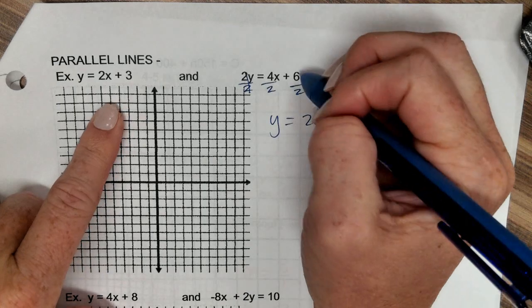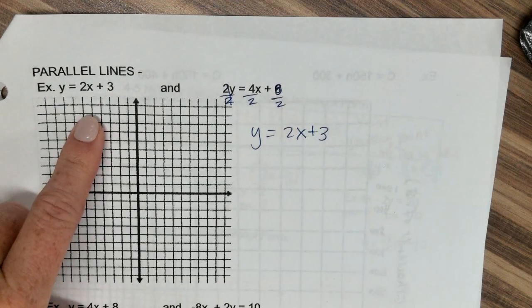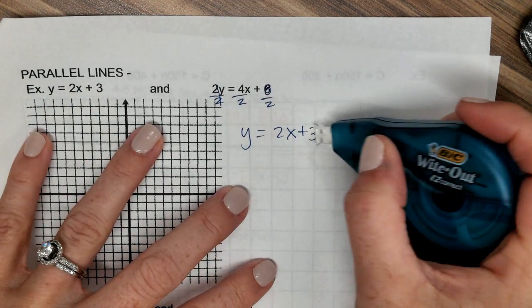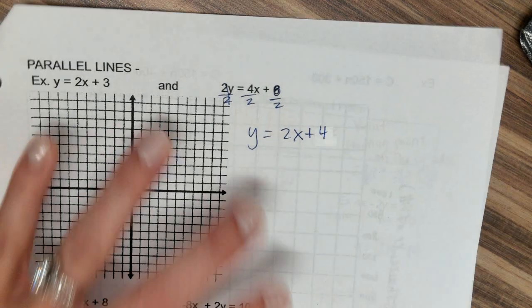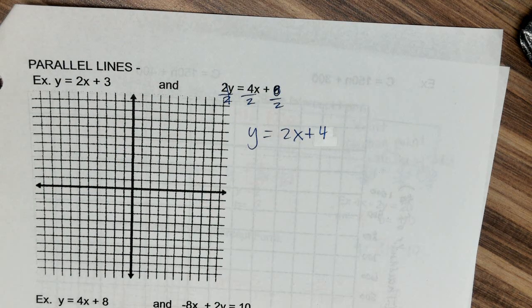So pretend that this was an 8, just so that we can graph some parallel lines. That's a typo on my part. 8 divided by 2 is 4. Okay, now they're not the same line, but their slopes are the same. So when you graph these, they're going to be parallel lines.